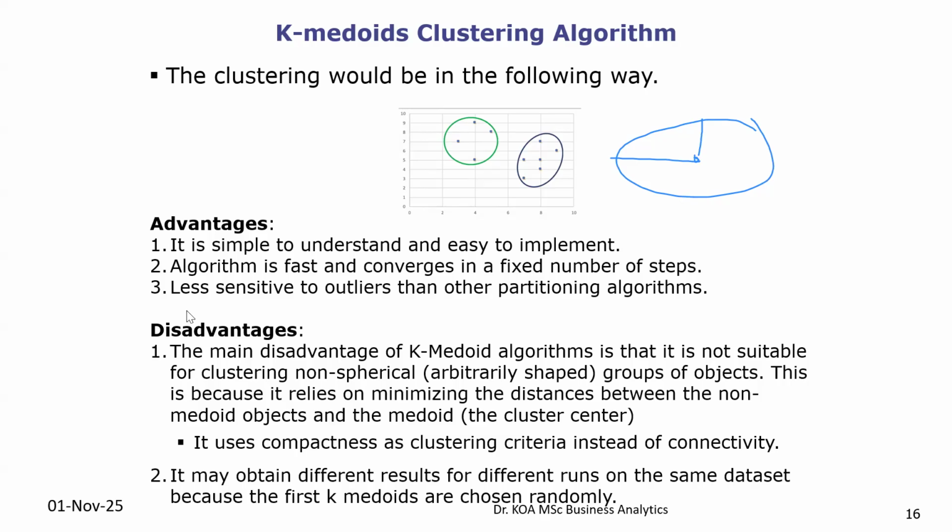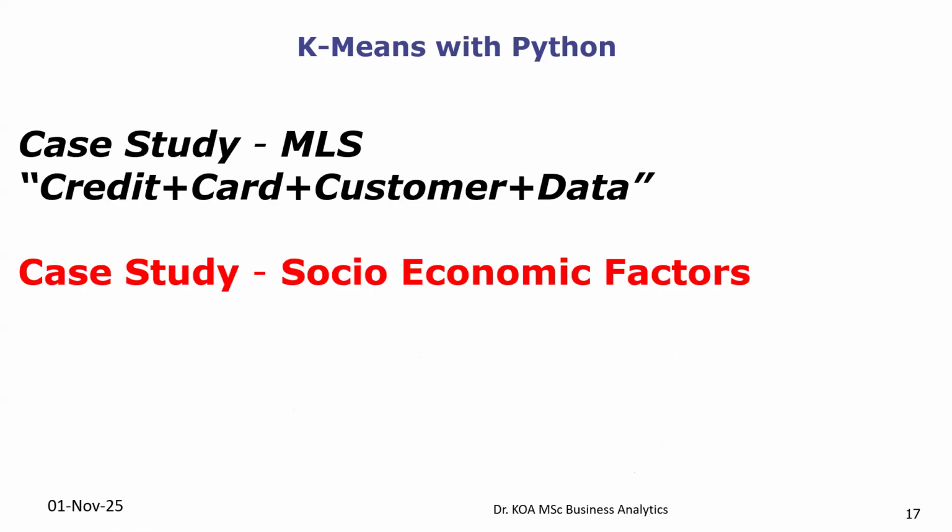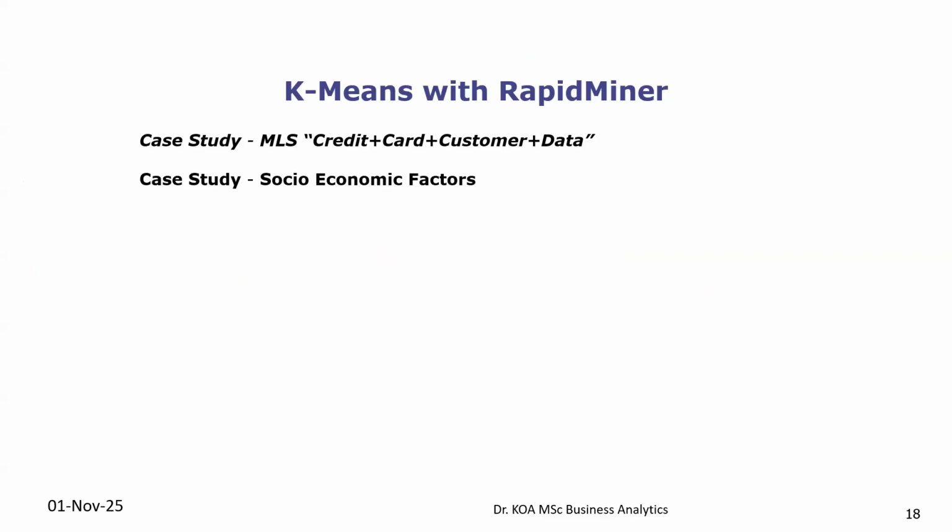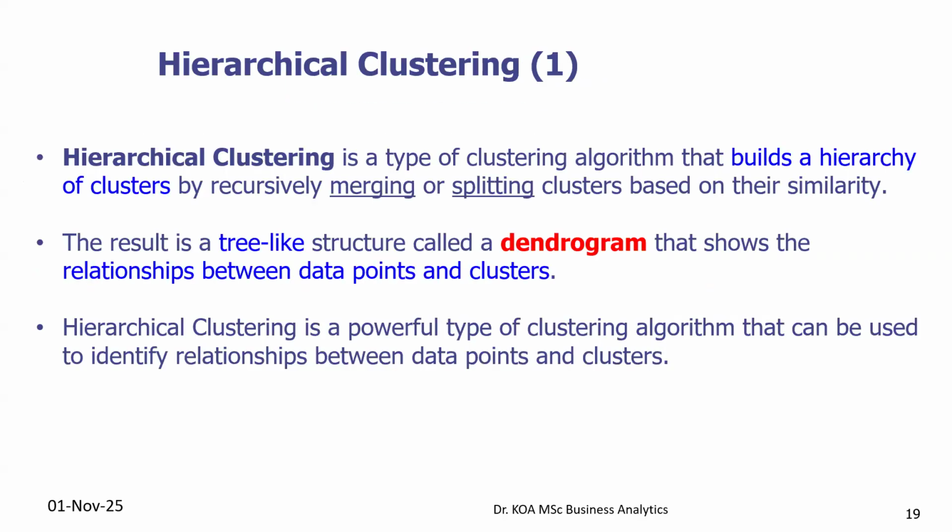Now we'll use this one when we come to the practical. So in the practical case of socioeconomic factors, we'll look at that. I've sent you that case study. We'll look at that when we get there. We can use the k-means with Python, which is what we are going to be using, or we can use the k-means with RapidMiner. Any of them, we can use. When there's time, we will do both.